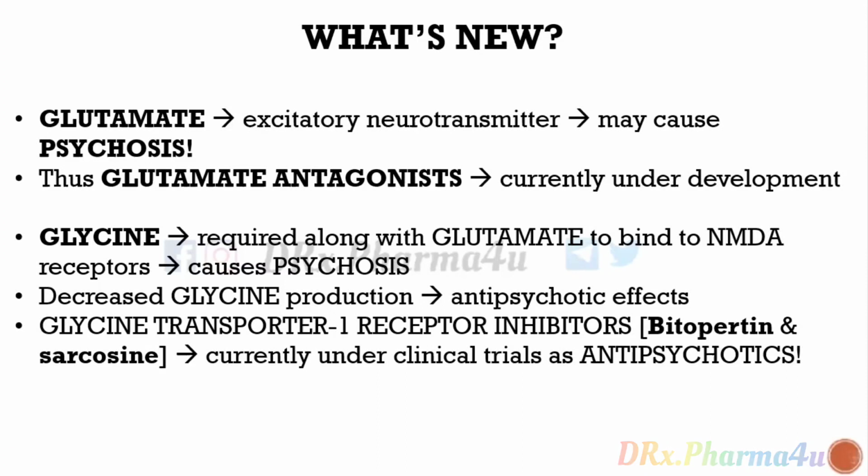So glutamate is an excitatory neurotransmitter. So it may cause psychosis on its own also. So there are some glutamate antagonists which are currently under development. They are going through clinical trials.